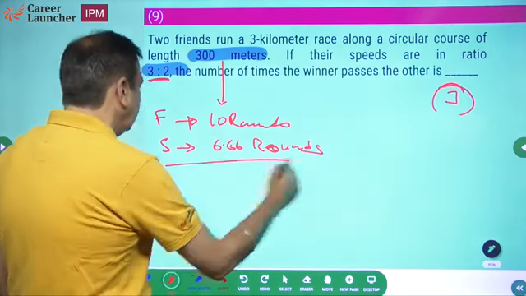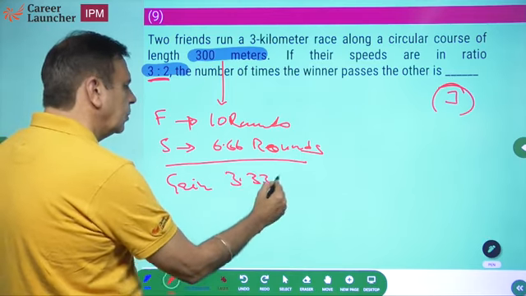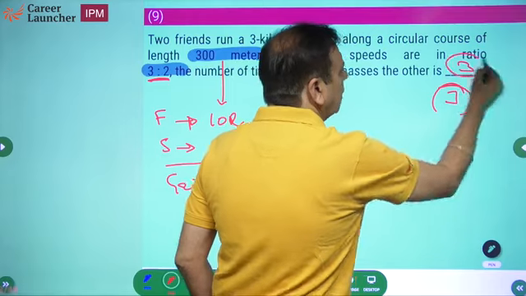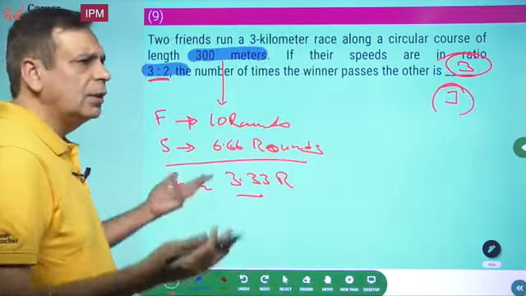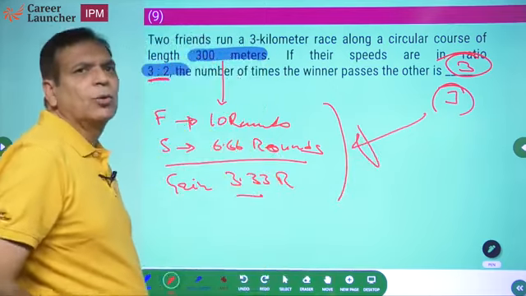So what is the gain? The faster person will gain how many rounds? 3.33 rounds. So if the faster person has gained 3.33 rounds, they would have met 3 times. This is what I want you to start using rather than making those stupid equations.